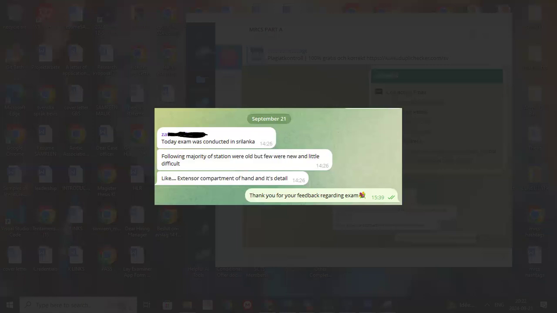So these are the supplies. And I've already covered the extensor retinaculum and everything. So that's just my overview for today's feedback regarding the exam pattern and scenarios, how it's coming in the exam these days. I hope it will help you and wish you all the best.